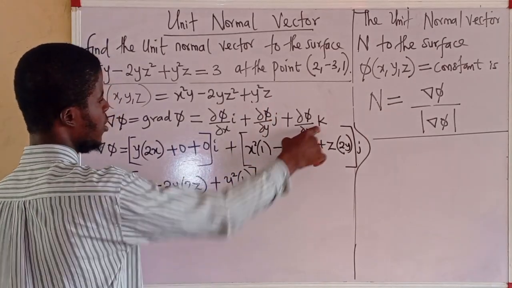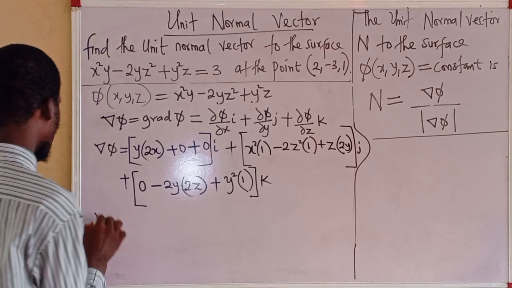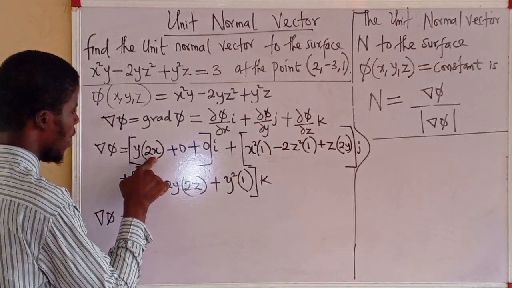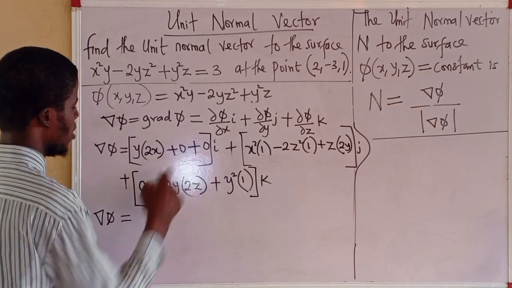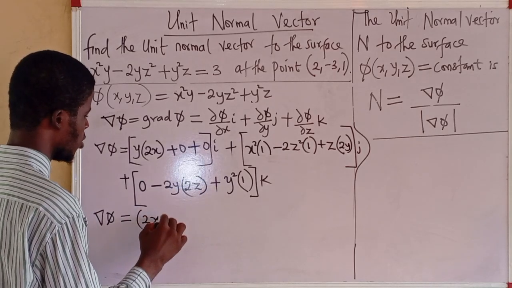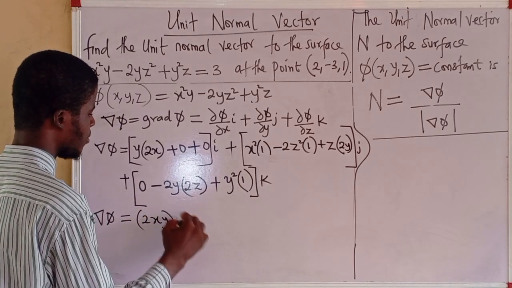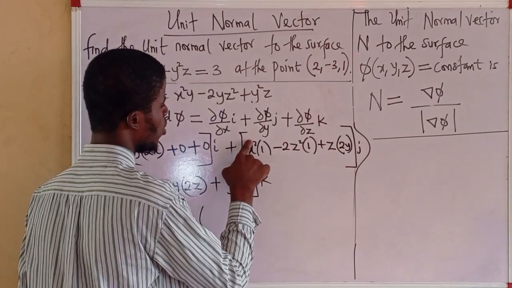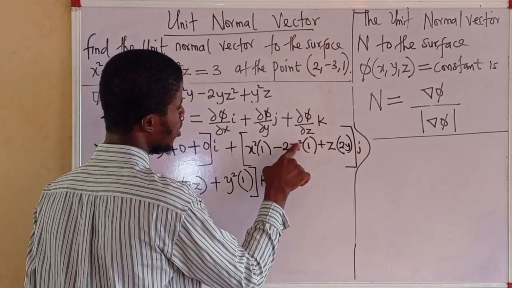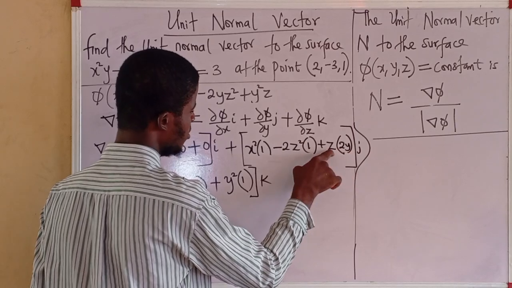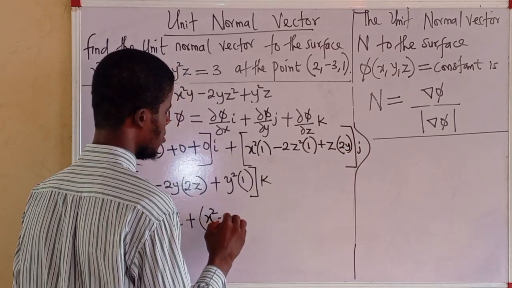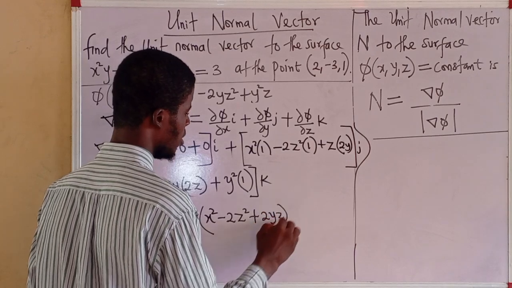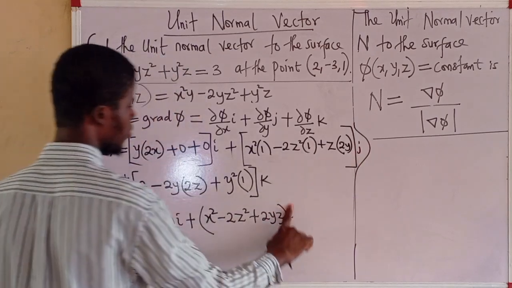Times k. So the grad of phi is equal to the vector function 2xy plus 0, that's 2xy, times i plus, this is x squared minus 2z squared plus 2yz, x squared minus 2z squared plus 2yz times j.